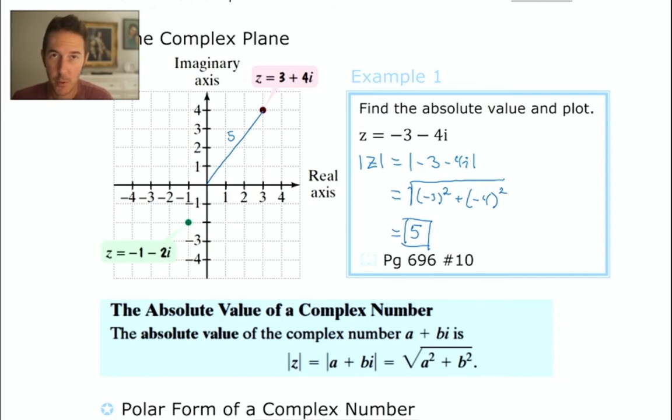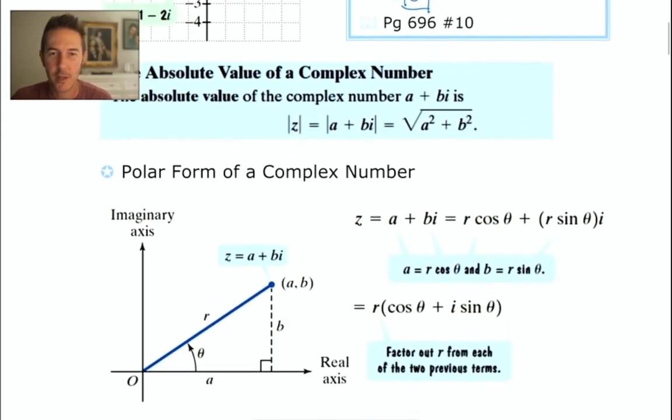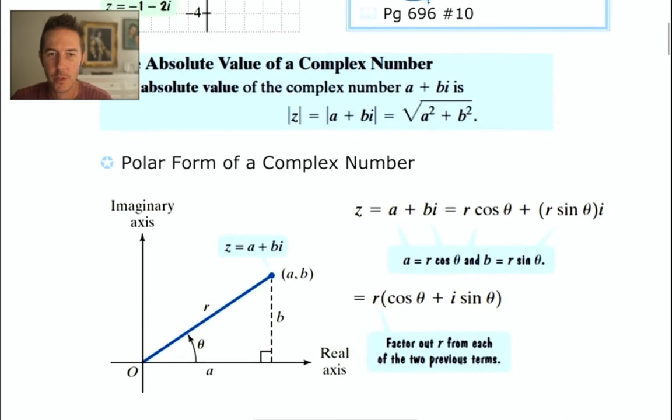The value of it, the purpose of it, I don't think we're there yet. Maybe a couple more years' worth of math and you could really dig deep into what the actual purpose of that is. But for the moment, if you're asked to find the absolute value of a complex number, that's how you're going to do it.